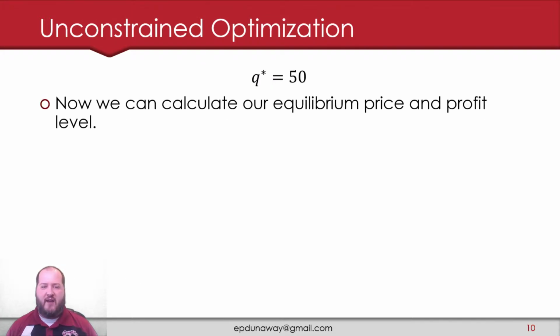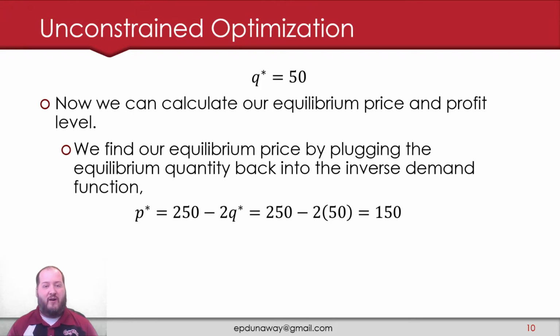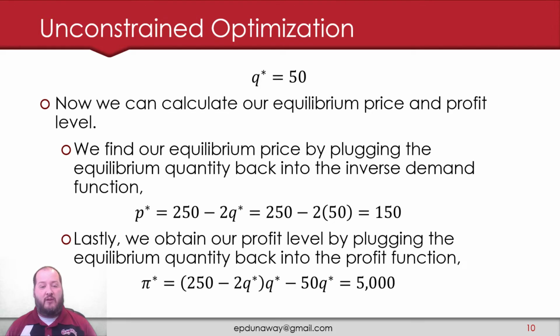All right, last step. Let's calculate our equilibrium price and profit level. Well, this is actually really easy. All I need to do to get the price is plug this value of quantity back into my inverse demand function. So I plug in 50 for Q, and I get my equilibrium price is 250 minus 2 times 50, or 150 in this case. And then I plug Q back into my profit function as well, and I get my profits.